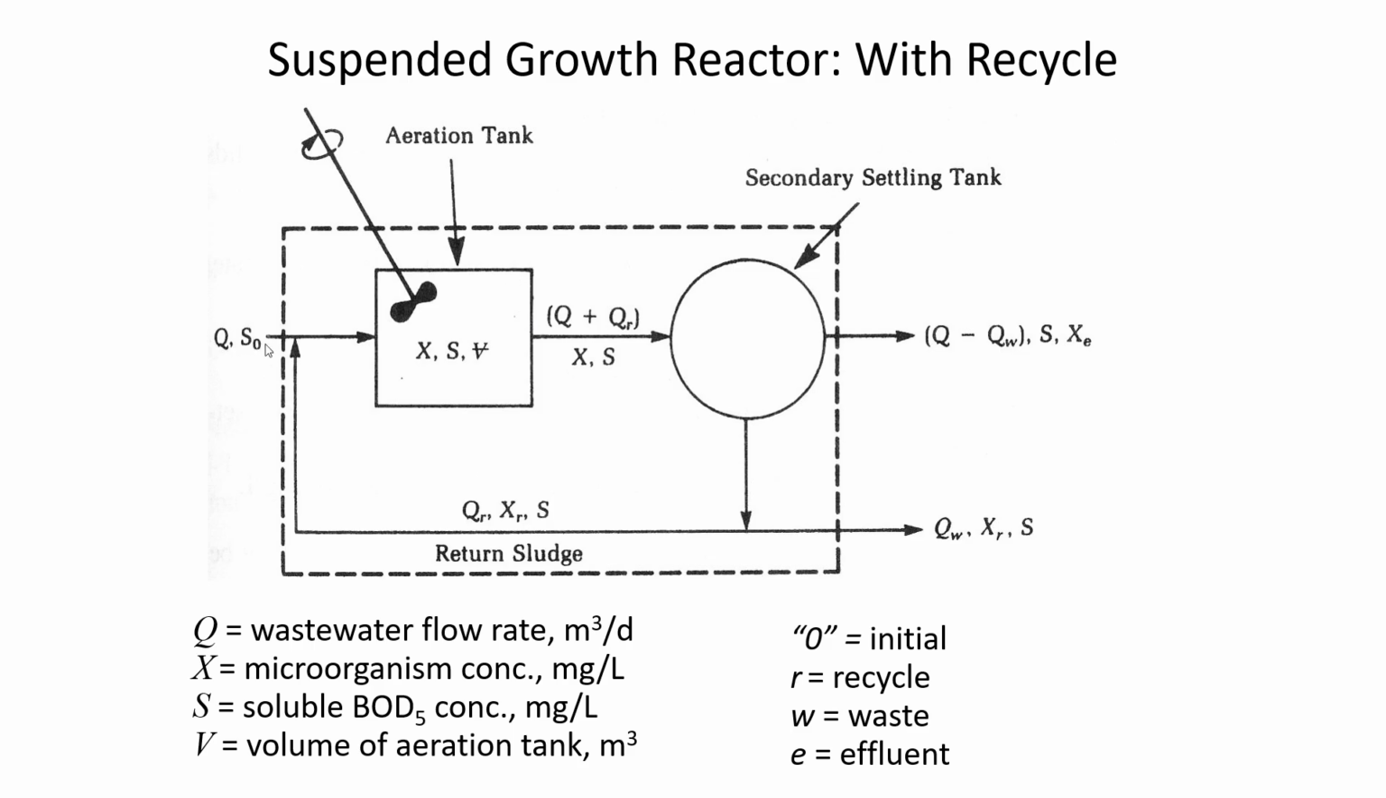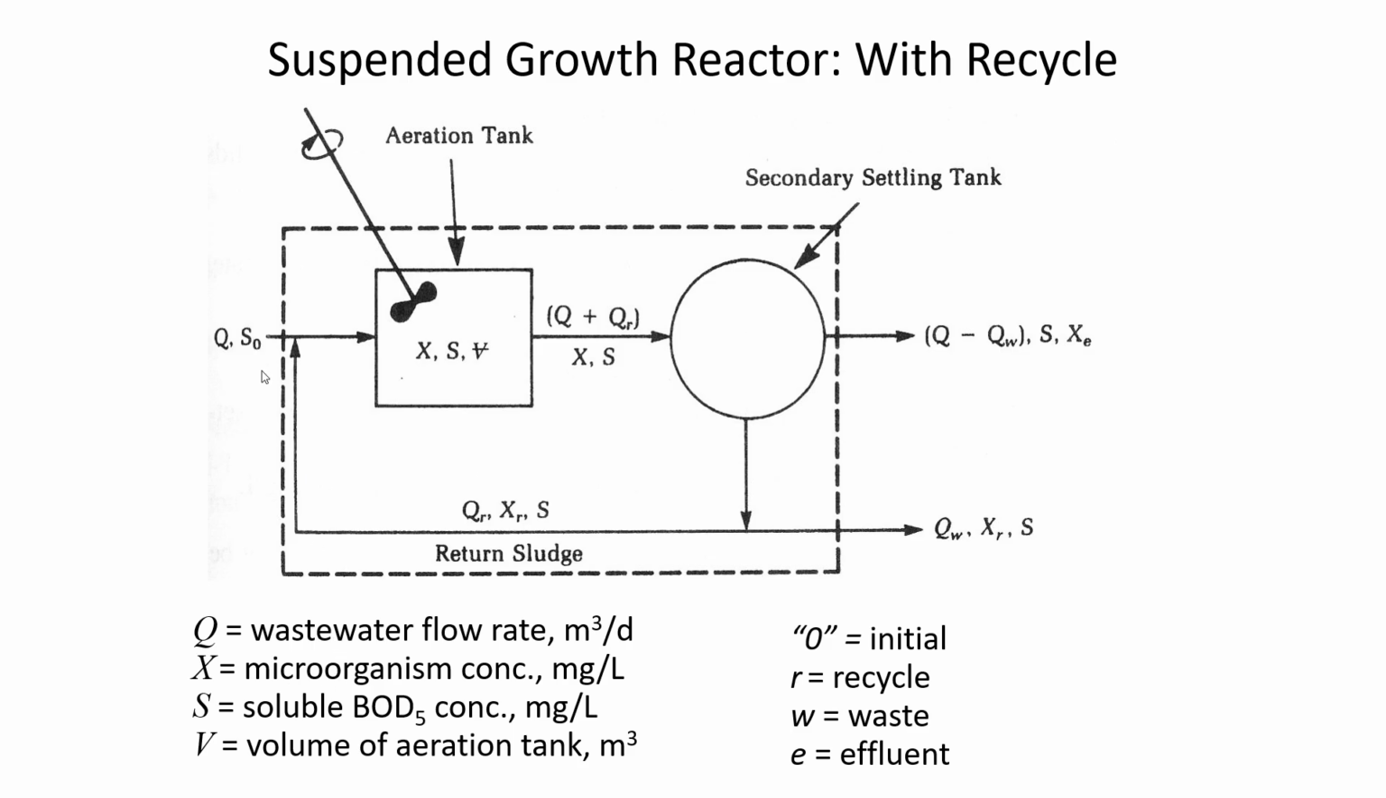So it's got some flow rate and some S0. That's the initial concentration of substrate. That's the BOD that's flowing in. The aeration tank, the parameters that we care about inside the aeration tank are its volume, the concentration of substrate in the aeration basin, and then X, where X is the concentration of microorganisms.